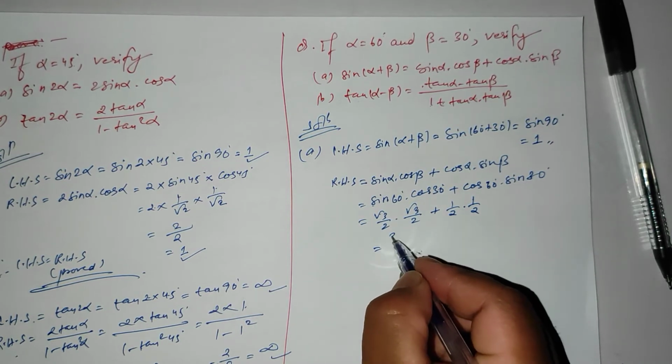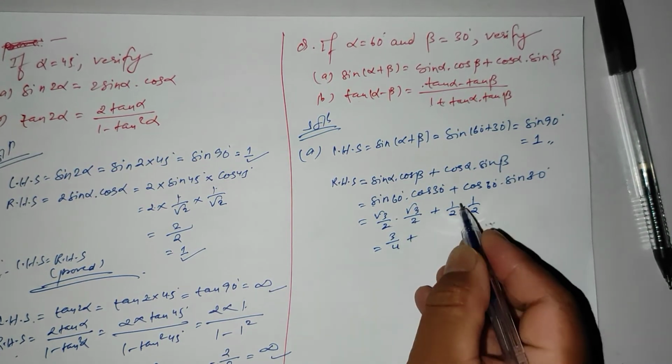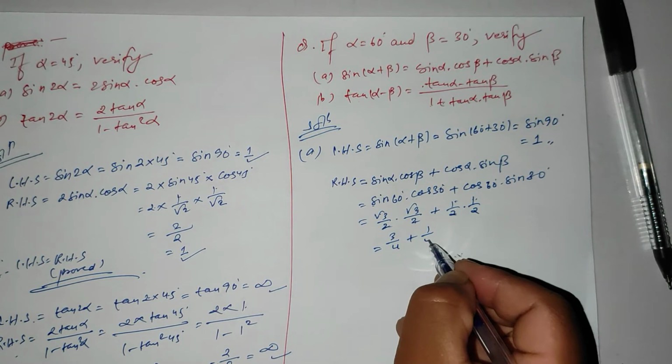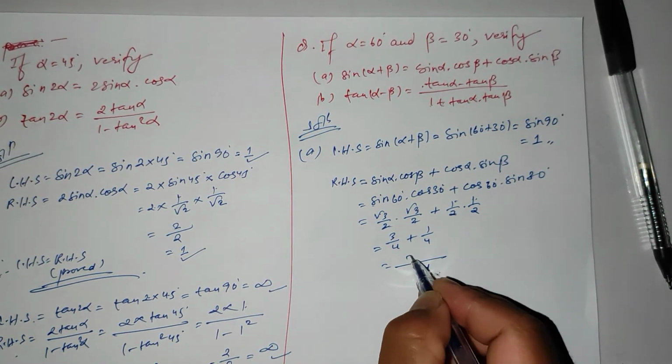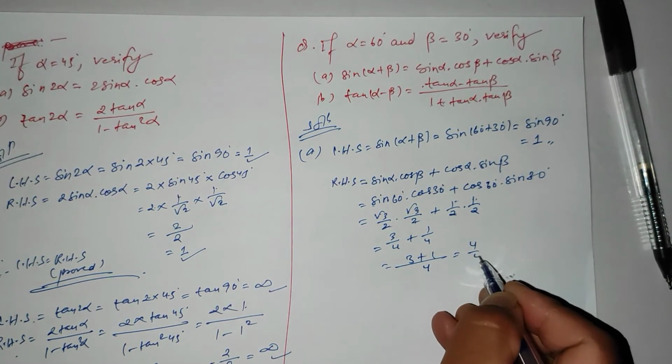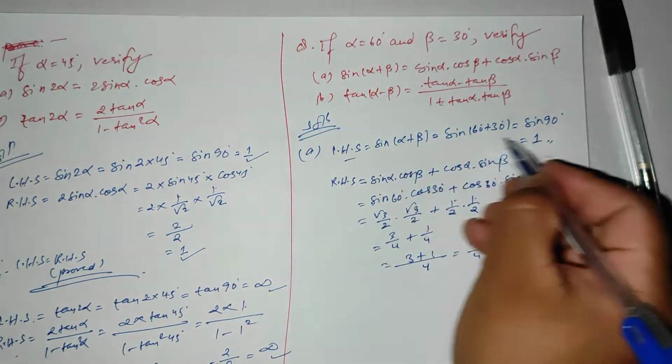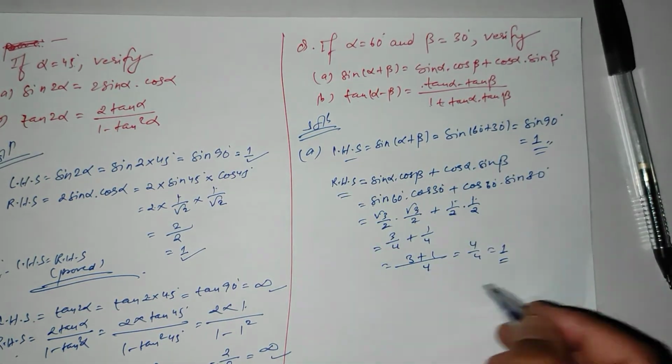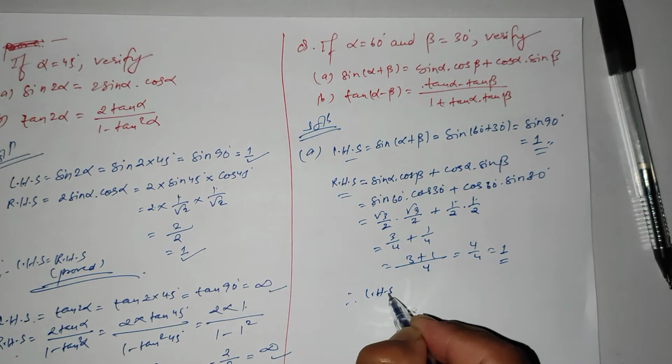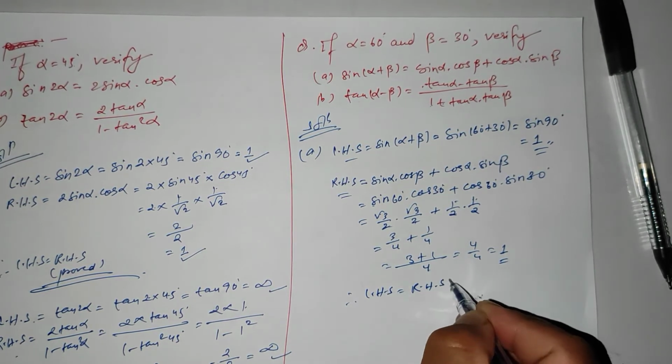Root 3 into root 3 is 3, 2 into 2 is 4. 1 into 1 is 1, 2 into 2 is 4. LCM is 4. 3 plus 1 is 4, 4 by 4 equals 1. Left hand side equals 1. Right hand side is also equal to 1. Therefore, left hand side equals right hand side, hence proved.